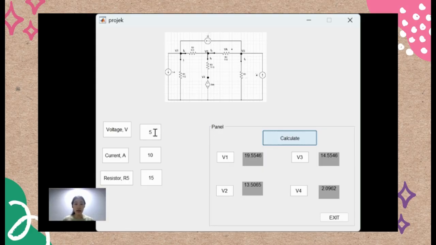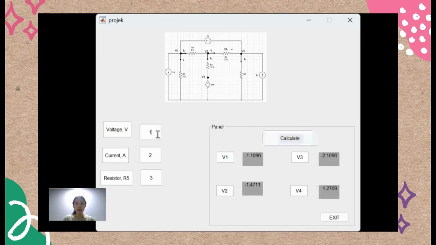2.0962. The second set of numbers is voltage in 1, current in 2, and resistor in 3. We calculate and get all the voltages in negative: V1 is negative 1.1096, V2 is negative 1.4711, V3 is negative 2.1096, and V4 is negative 1.2769.